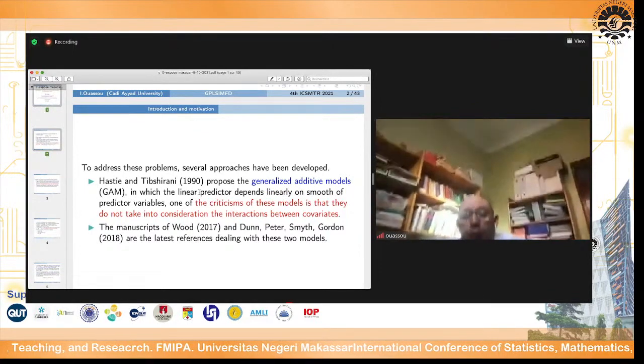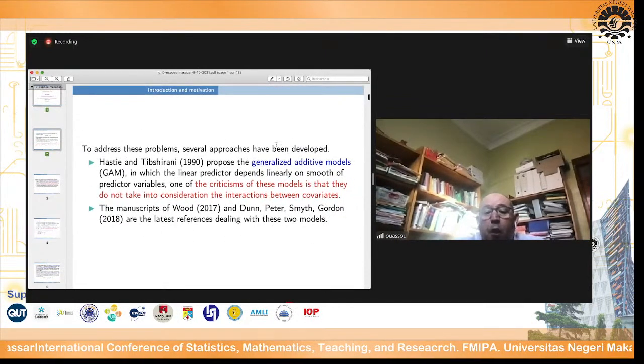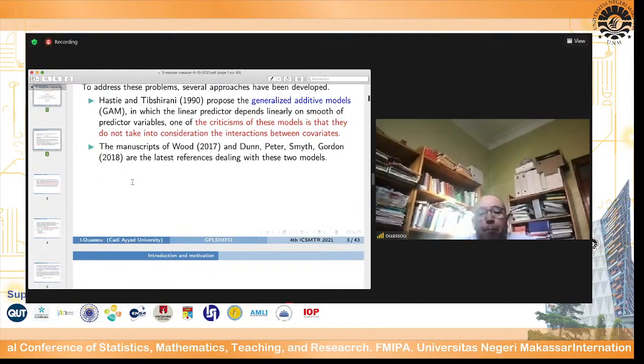One of the criticisms of this model is that it does not take into consideration the interaction between covariates. The paper in and others are the last references dealing with these two models, GLM and GAM.